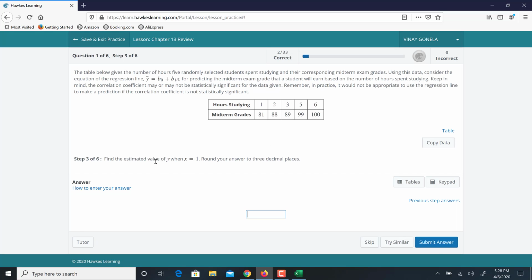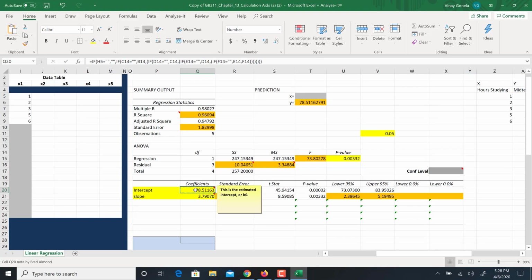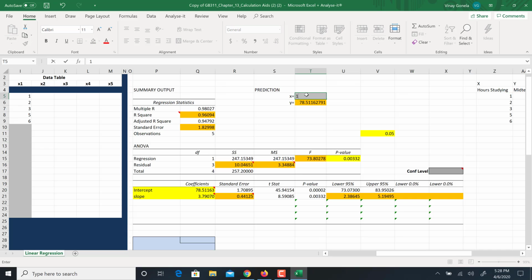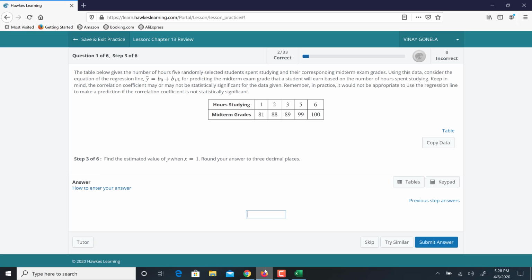And then find the estimated value of y when x is equal to 1. So what is the y value when x is equal to 1? Here we have prediction, I put 1. So this will be 82.30. So that is our prediction.